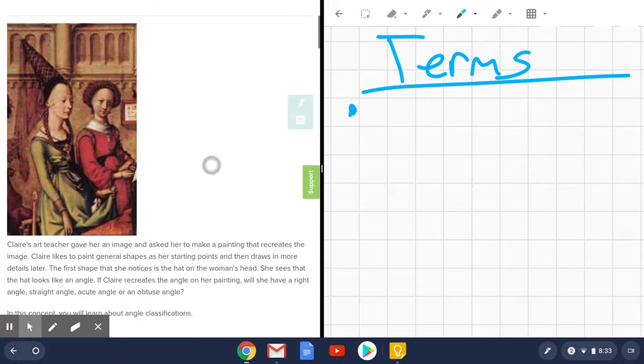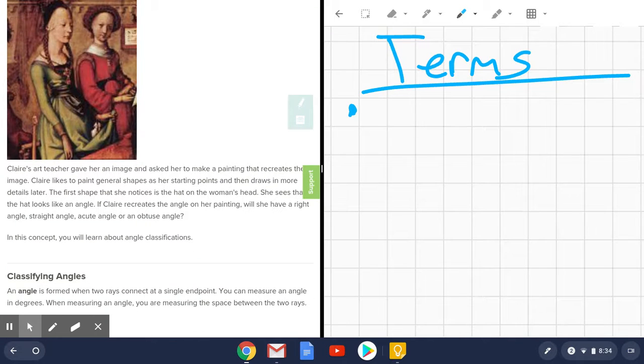All right, so let's look at this piece of art. Claire's art teacher gave her an image and asked her to make a painting that recreates the image. Claire likes to paint general shapes as her starting points, then draws in more details later. This is a normal artist thing to do. The first shape that she notices is the hat on the woman's head. She sees that the hat looks like an angle. If Claire recreates the angle on her painting, will she have a right angle, a straight angle, an acute angle, or an obtuse angle? In this concept, sixth graders, we're going to learn all about angle classifications.